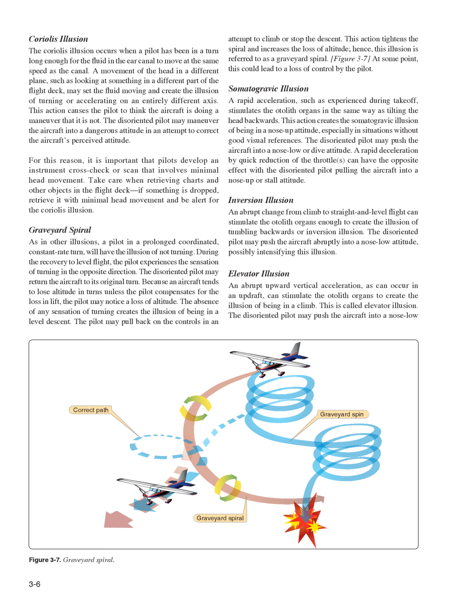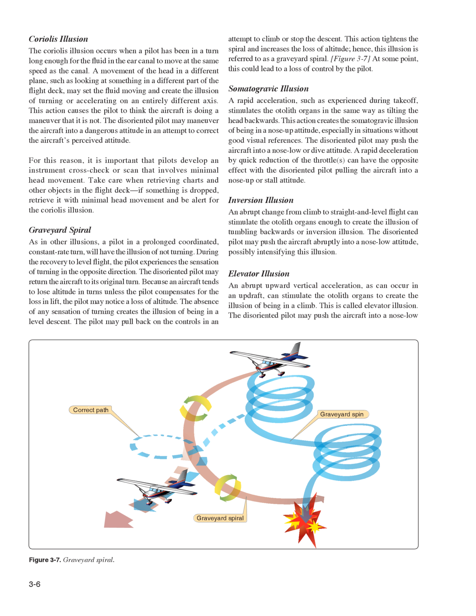Graveyard spiral. As in other illusions, a pilot in a prolonged coordinated, constant rate turn will have the illusion of not turning. During the recovery to level flight, the pilot experiences the sensation of turning in the opposite direction. The disoriented pilot may return the aircraft to its original turn. Because an aircraft tends to lose altitude in turns unless the pilot compensates for the loss in lift, the pilot may notice a loss of altitude.